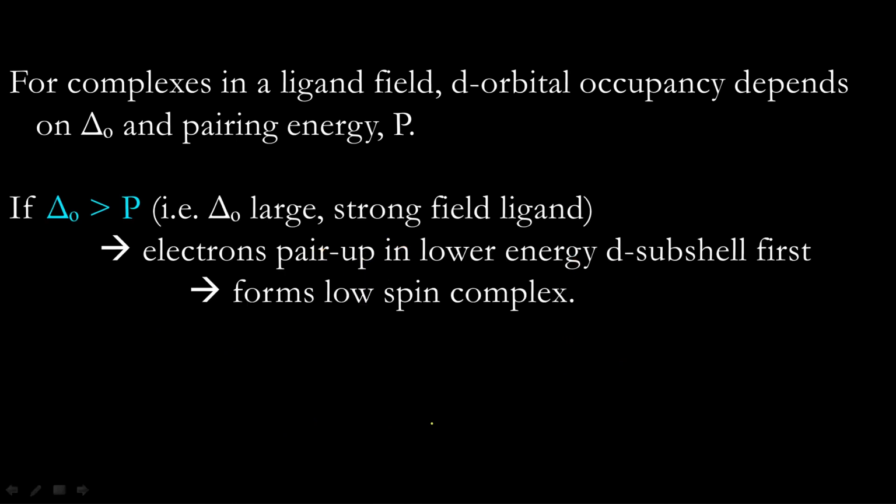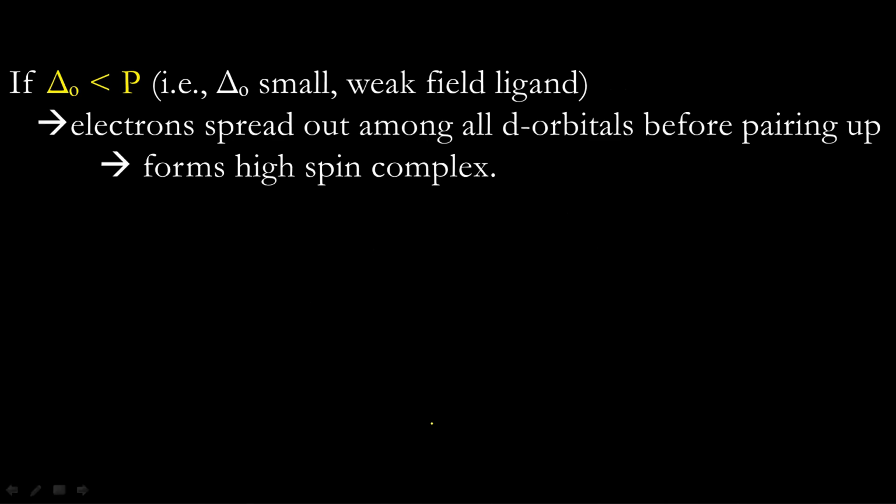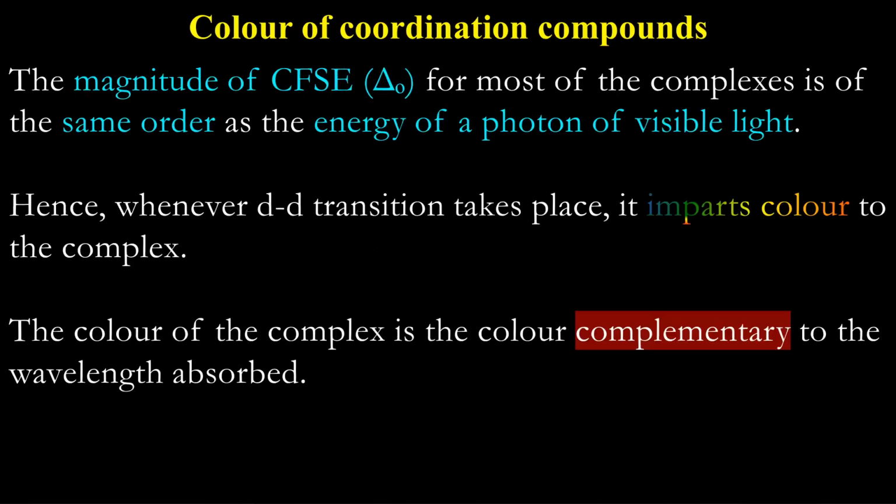Why will it be a low spin complex? Due to a strong field, there will be pairing. If it is a weak field ligand, then pairing will not take place, and it forms a high spin complex because pairing will not be there. High spin complex. These points you need to remember.